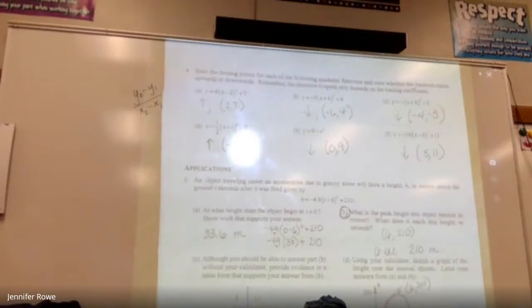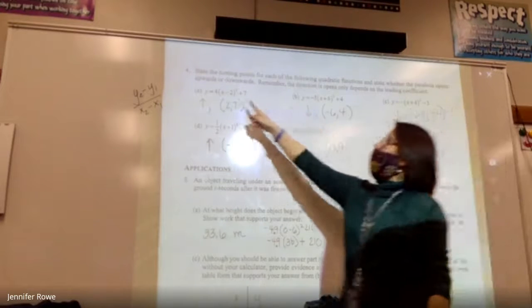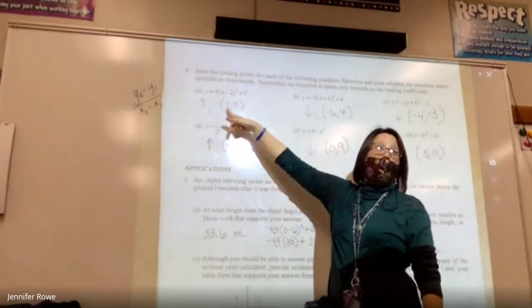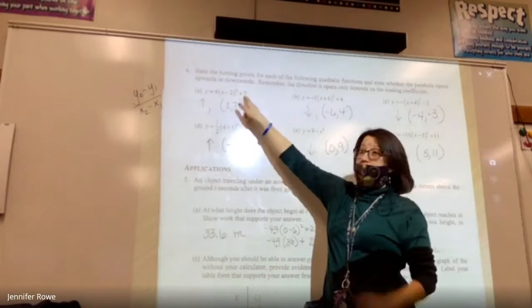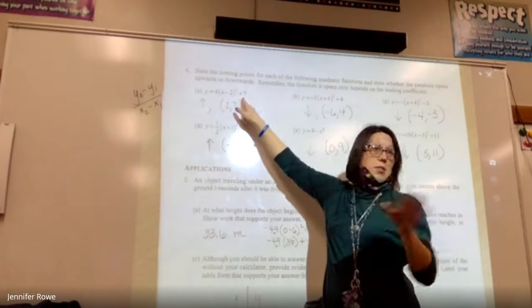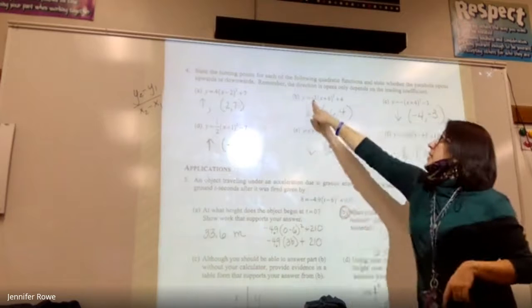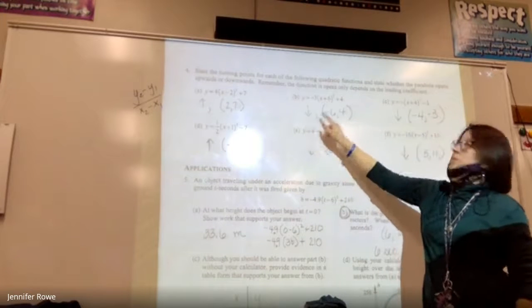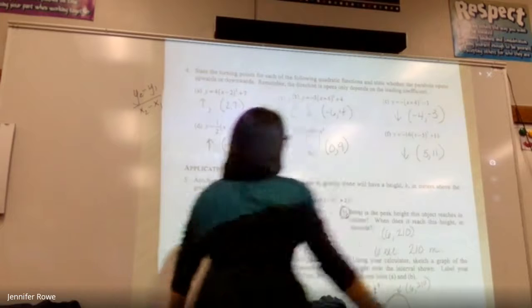So, 4A opens up, and the turning point is 2, 7. Remember, in case we have people who didn't watch the lesson yesterday, the x value is the opposite of what's in here. So if this is negative 2, the turning point's value is 2. The number on the outside, however, is exactly the same. That's a negative number, so it opens down. Turning point is negative 6, 4.